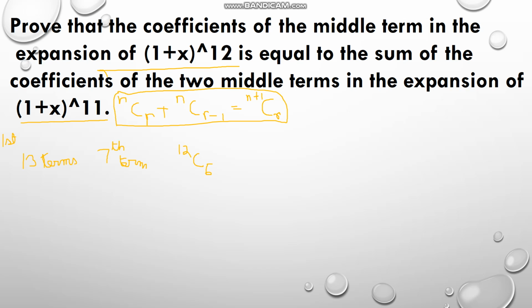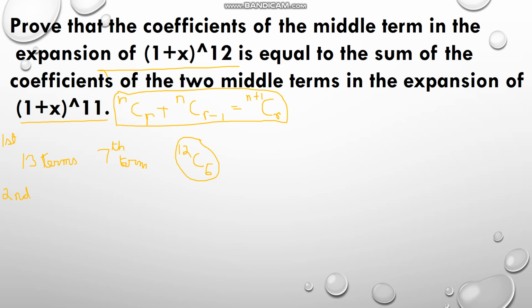I will explain why it comes. In order to find any term, if it is the nth term, we write nC of the power given in the binomial expression. Here it is given 12. If we need to find the nth term, then we must write n minus 1 as r: 12C(7 minus 1), which is 12C6. 12C6 is our coefficient of the first expansion, meaning the middle term of the first expansion.